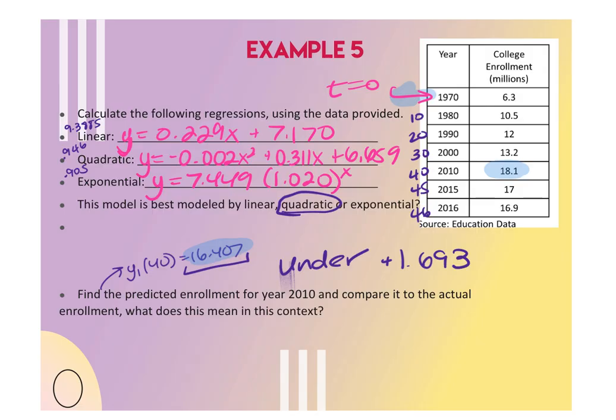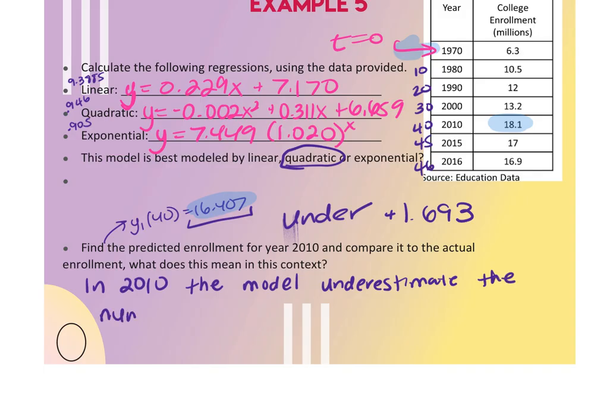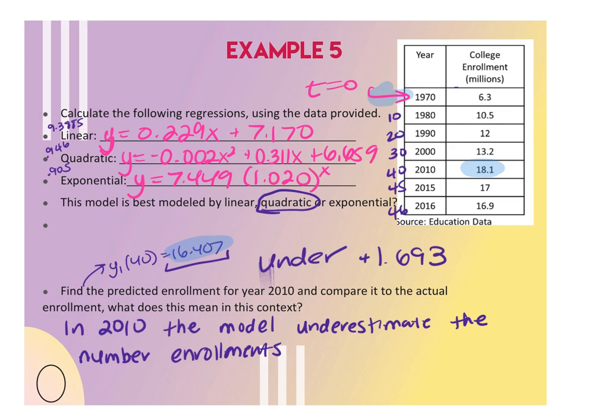So now how are we writing what it means in this context? How do we start? Good. In 2010, good. The model underestimated the number of college enrollments. What's important in that chart? By 1.693 million. Before that, though.